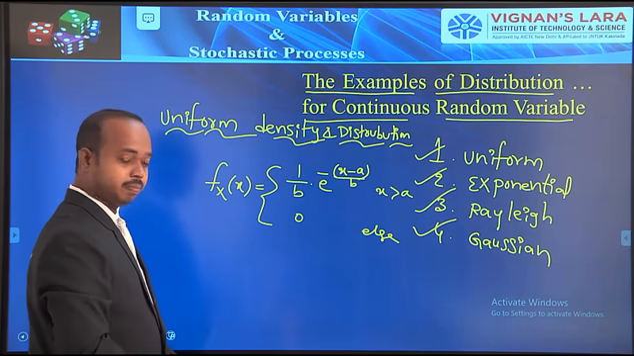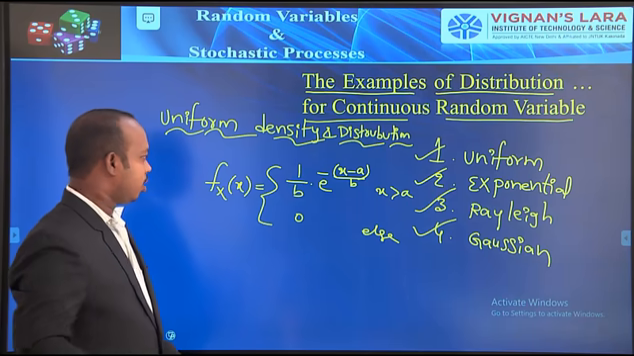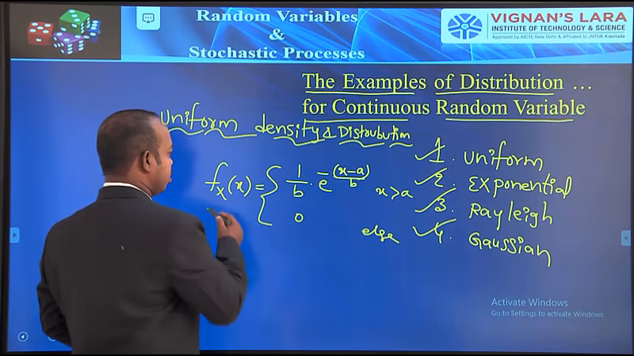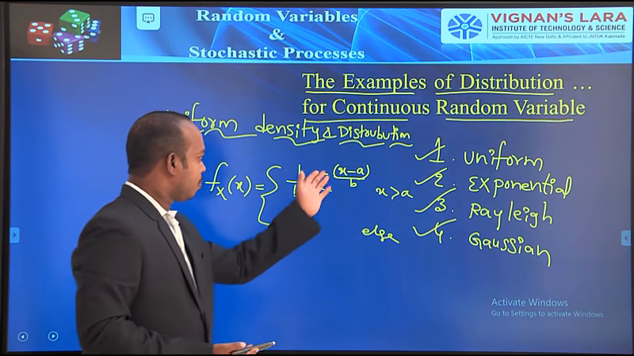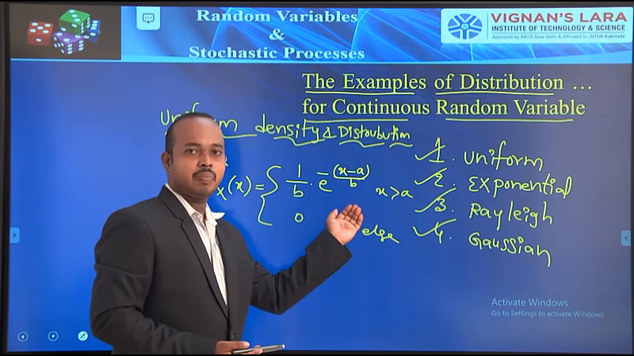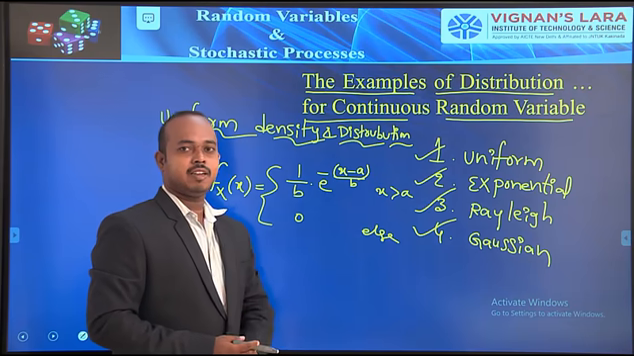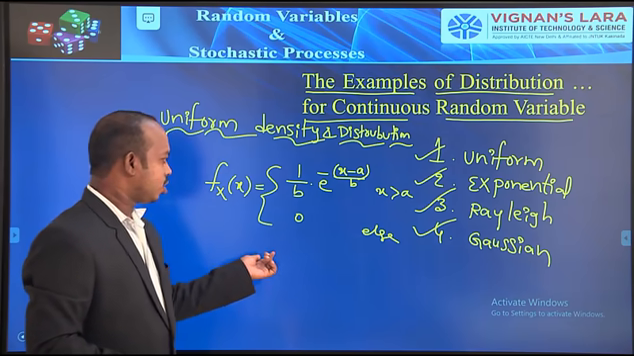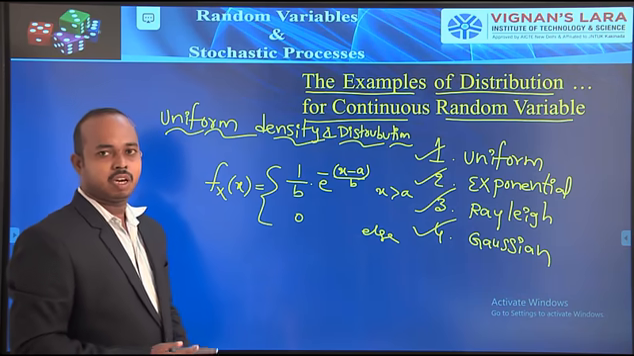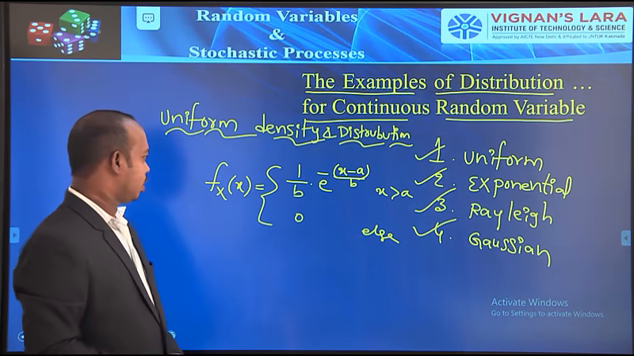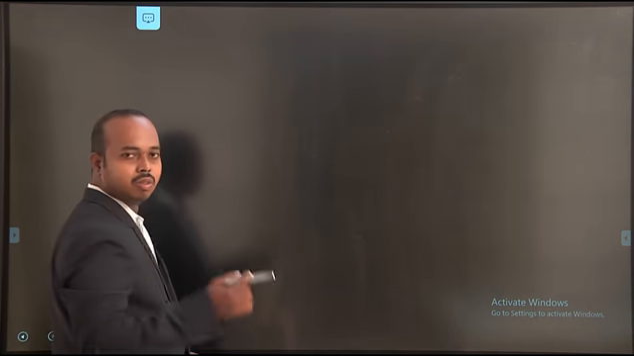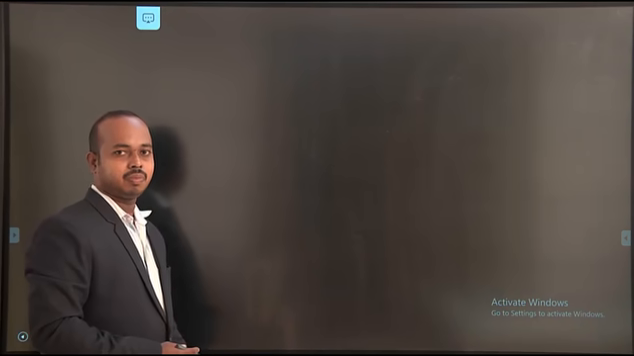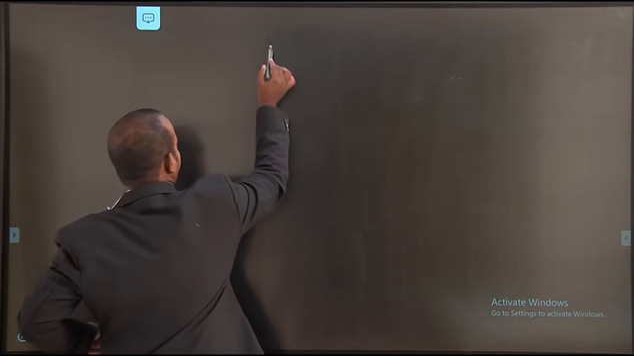I am repeating once again. The exponential density function is defined as f x of x is equal to 1 divided by b into e power minus x minus a divided by b, where x is greater than a. For the remaining conditions, the quantity is 0. See how we can obtain its distribution function, the exponential distribution function.